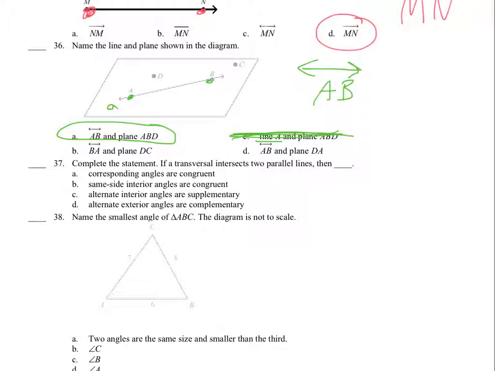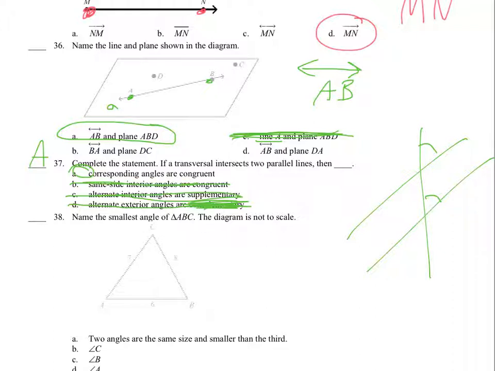Okay, number 37 says complete the statement: if a transversal intersects 2 parallel lines. So here we have a transversal. We have choice A, which says corresponding angles are congruent. That would mean that that angle and that angle, which are corresponding, are congruent. Is that true? Actually, yes, it is. Remember what we said about D, complementary? No. There's not going to be any relationship that's complementary here. Alternate interior angles are not supplementary, they're congruent, and same side or consecutive angles are not congruent, they're supplementary.